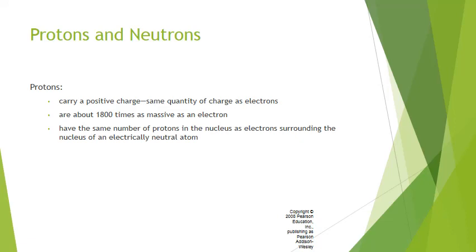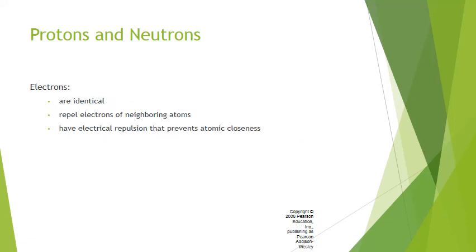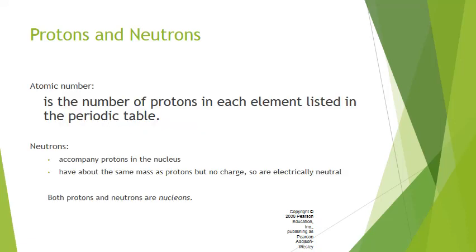But as we're going to learn, protons are in what's called the nucleus. They're very massive. They have a positive charge. Electrons are not in the nucleus of an atom. They're in what's called the electron cloud. They have negative charges, and they don't have very much in the way of mass. And neutrons are also in the nucleus of the atom. They do not have any charge, but they are quite massive. Protons and neutrons are referred to as nucleons. They are subatomic particles that are located in the nucleus of an atom.